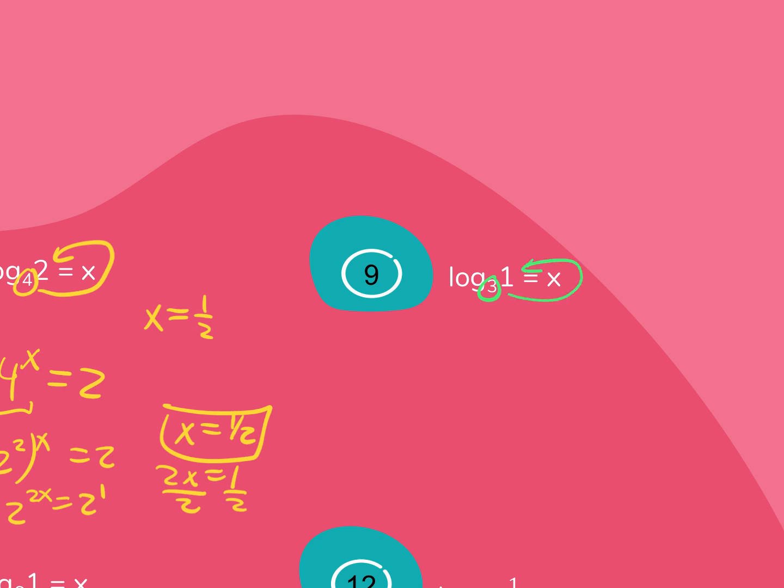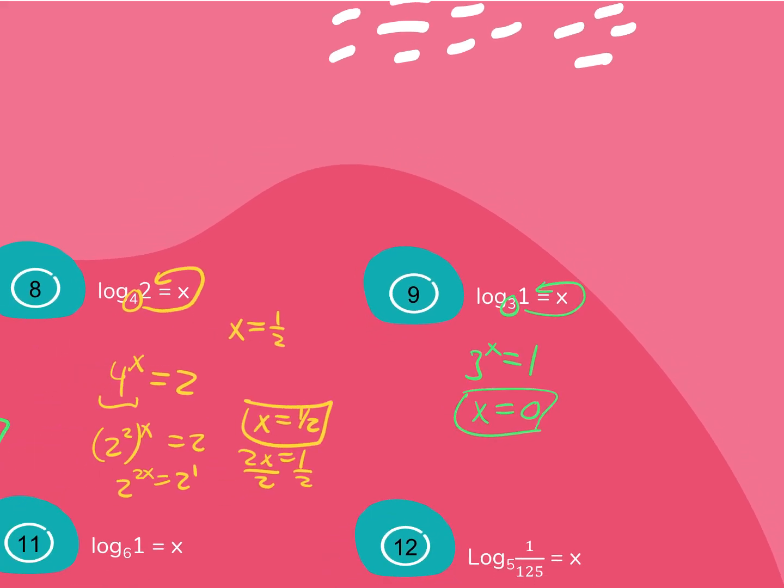3 to what power is going to get you 1, right? This one should be a fairly simple one, right? Because if you raise any base to the power of 0, you get 1. So we really don't need to do a lot of work here. X is going to equal 0. And as a matter of fact, this is actually one of our properties. If you look at the previous slide, we talked about our properties. We end up with log base anything of 1 is going to equal 0, right? So you don't have to do a whole lot of work there.